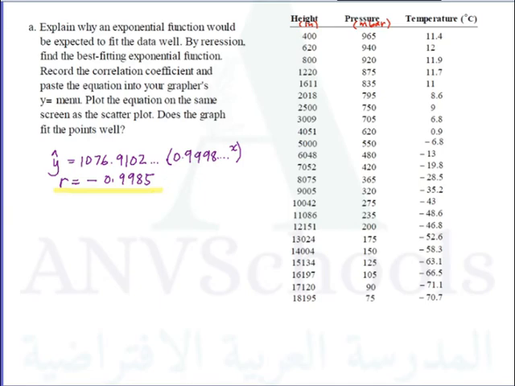Also notice that your temperature in degrees Celsius decreases up to a height of 18,195 meters, where your temperature goes to negative 70.7 degrees Celsius. And the pressure at that height of 18,195 becomes 75 millibars, very low.